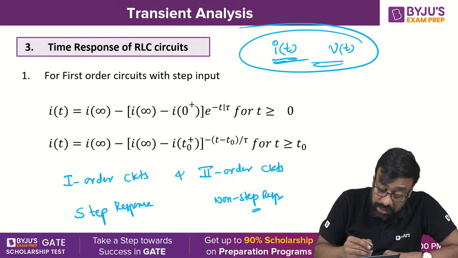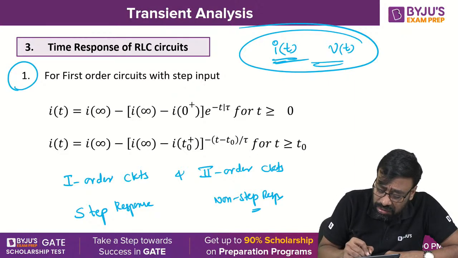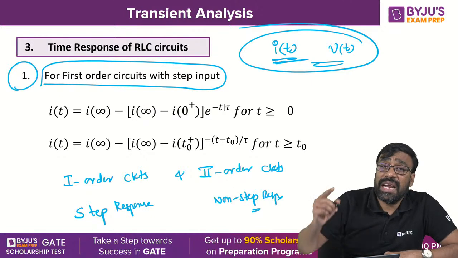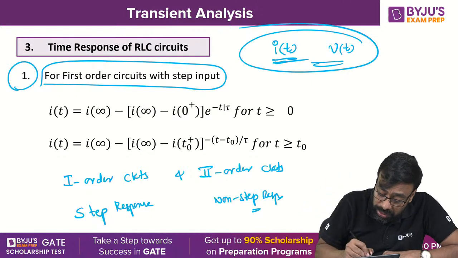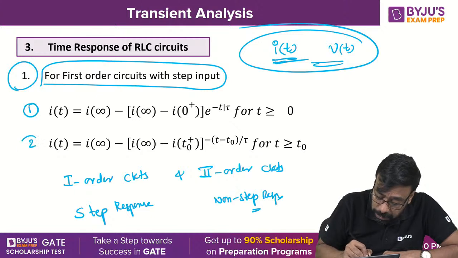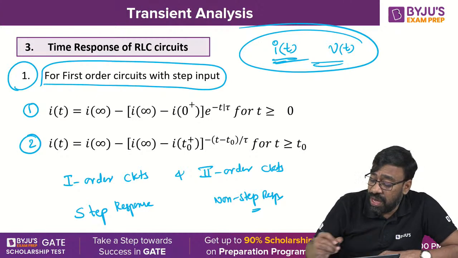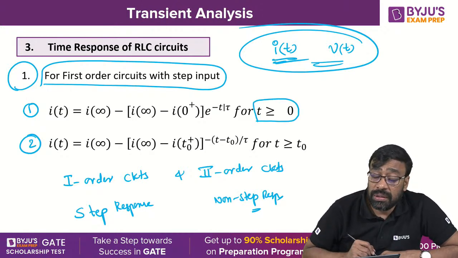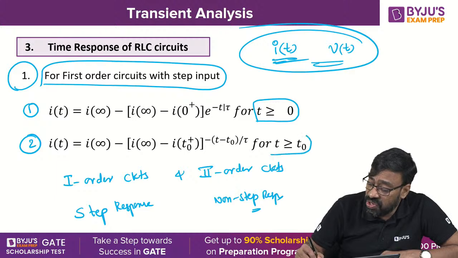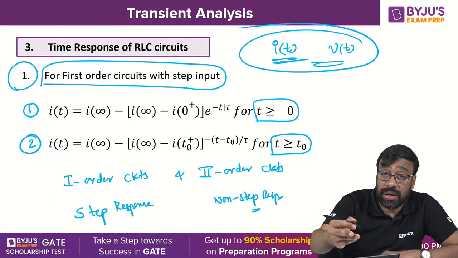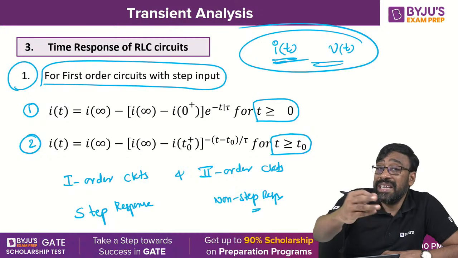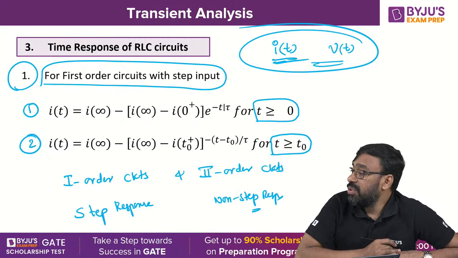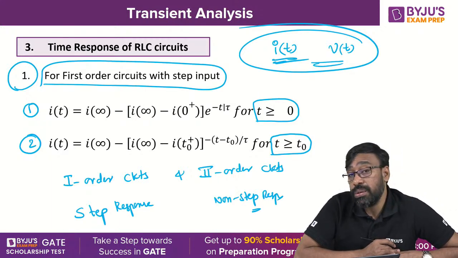Okay. Now, the first type of circuits we can solve, that is first order circuits when they are excited with the step input, two important formulas can be applied. The first formula is valid when the switching operation is taking place at t equal to 0. The second formula is valid when the switching operation is taking place at t equal to t naught. T naught is some delayed time. Instead of t equal to 0, you are applying the switching operation at t equal to t naught.